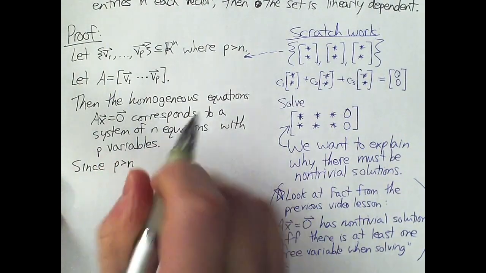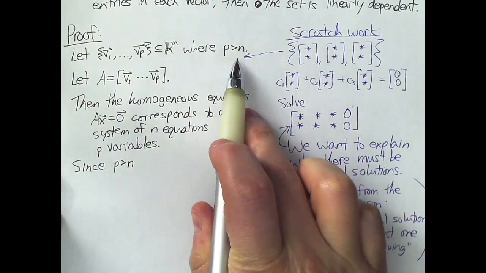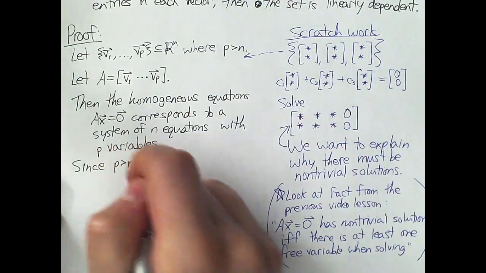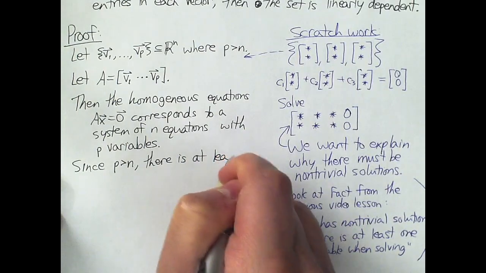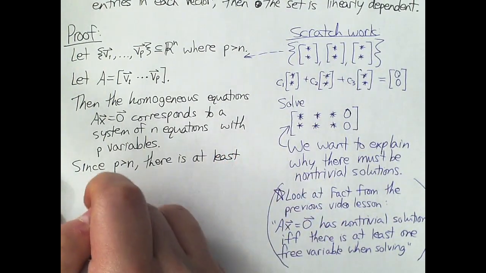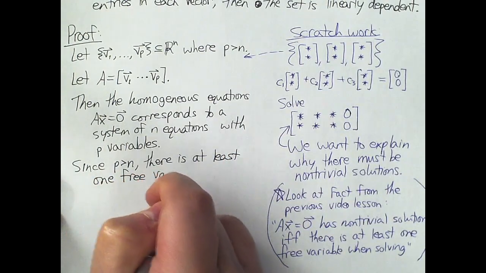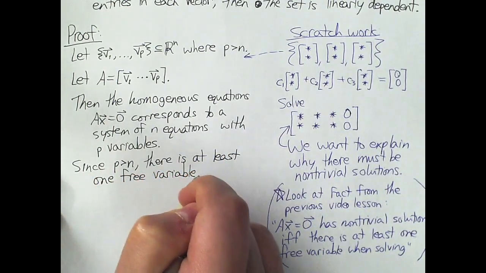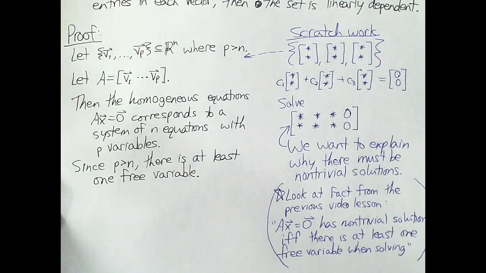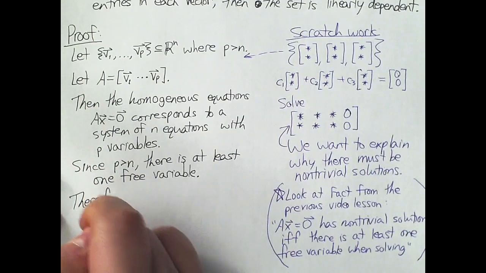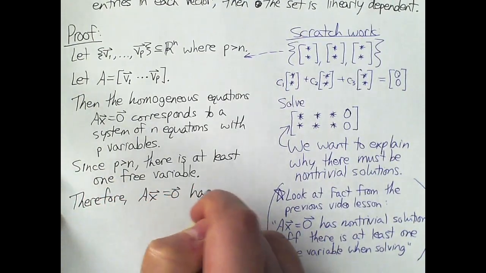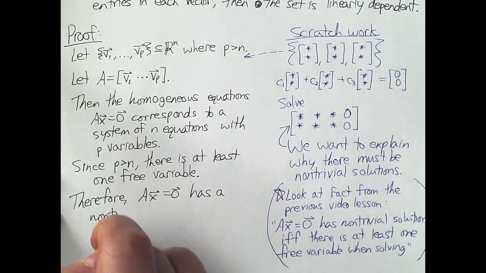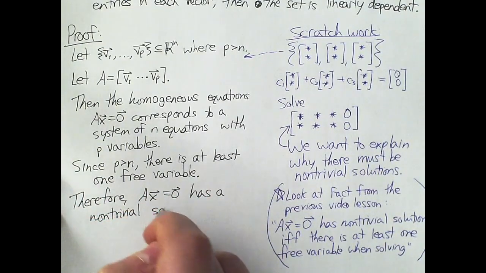Since p is greater than n, we said that up here, we knew that was going to be important. Since p is greater than n, there is at least one free variable. There could be more, but there's at least one. Therefore, AX equals 0 has a non-trivial solution.